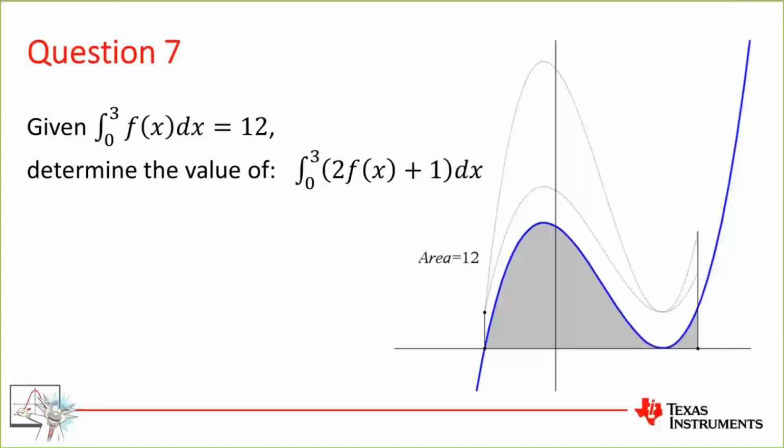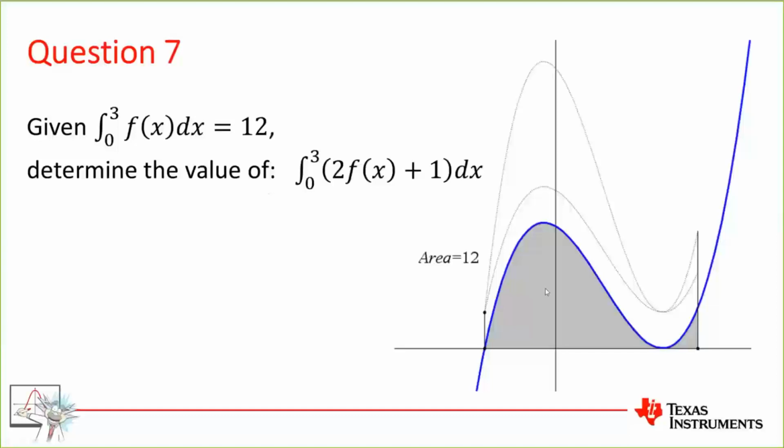But again, it's a situation where once you've got an answer, you can check to see whether or not you're on the right track. So we don't even know what our original function is. It says it's just some function f of x, but we do know that its integral between 0 and 3 is equal to 12. And we're required to determine the integral of 2 times f of x plus 1 between the same limits.